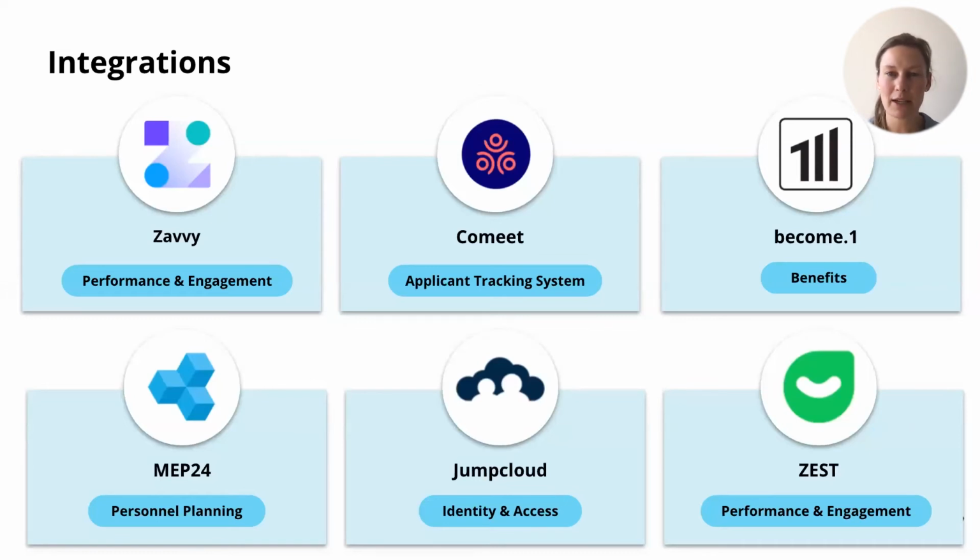Commit is a team-oriented recruiting platform and is supporting you with hiring workflows and automates them and also eliminates team silos that might be created within the hiring process. Become One is a benefit software. It's a holistic approach, actually, because it also takes tax regulations into consideration and also existing benefit programs that you might have that can be easily integrated into the Become One platform.